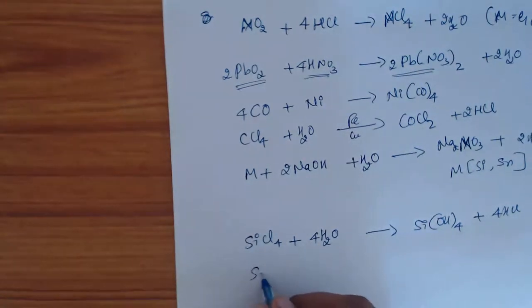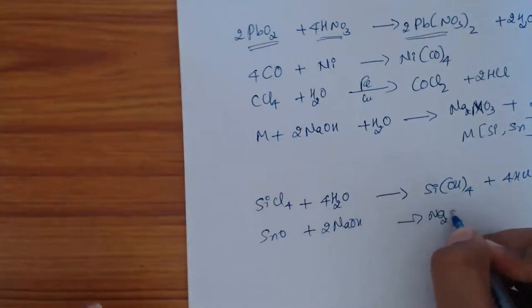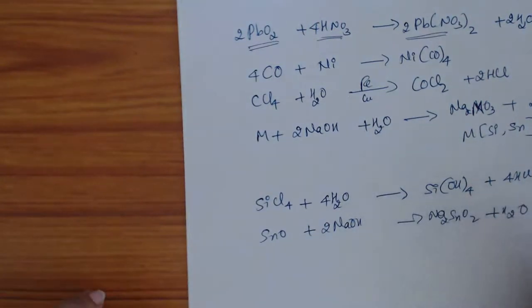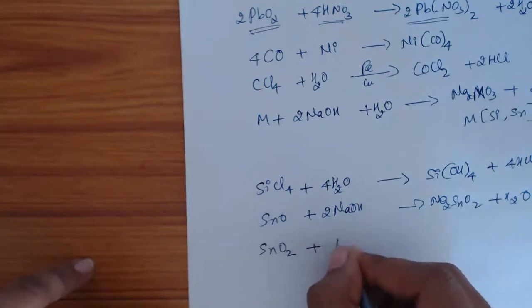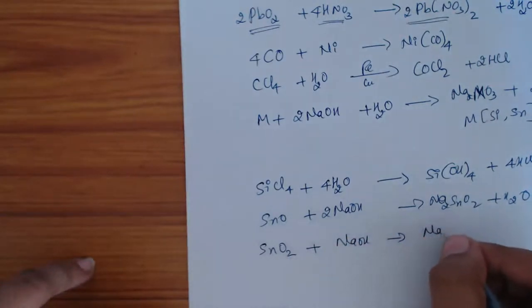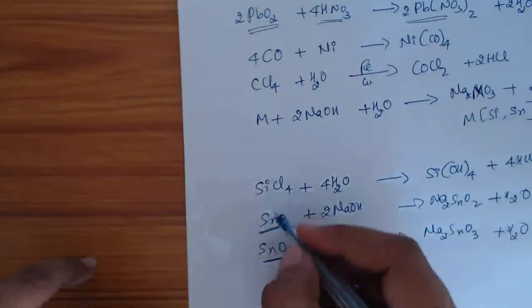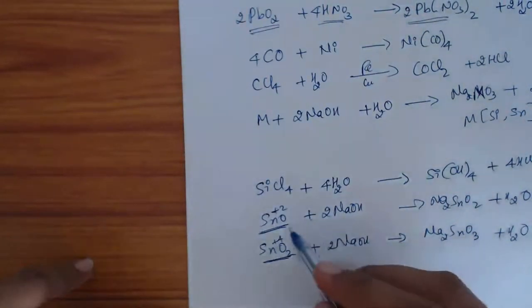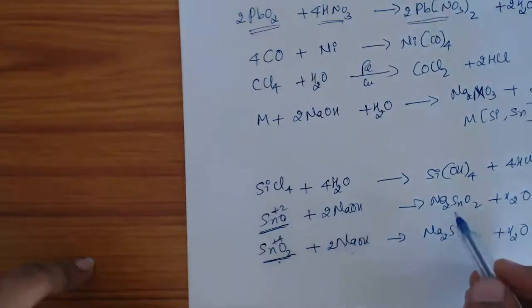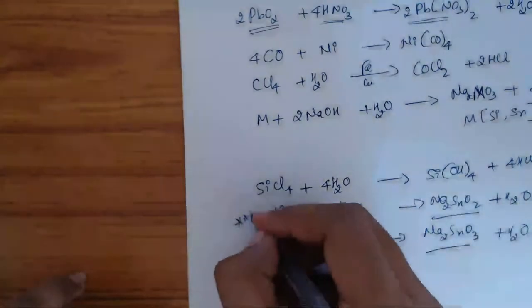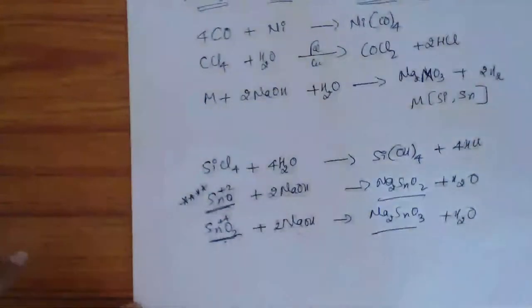Okay, next, if tin oxide is treated with 2NaOH alkali, it forms, as I told you, Na2SnO2 plus H2O. Next, this SnO2 reacts with NaOH, then it forms Na2SnO3 plus H2O. Remember the difference, students. This is plus 2 state, here plus 4 state. This is stannous oxide, stannic oxide. So if they react with NaOH, this type of reaction is very important, in the plus 2 oxidation state or the plus 4 oxidation state.